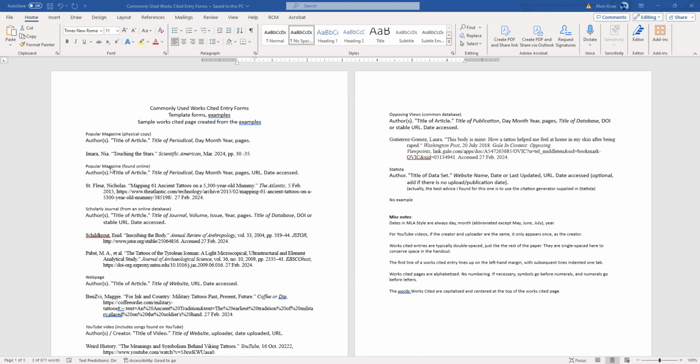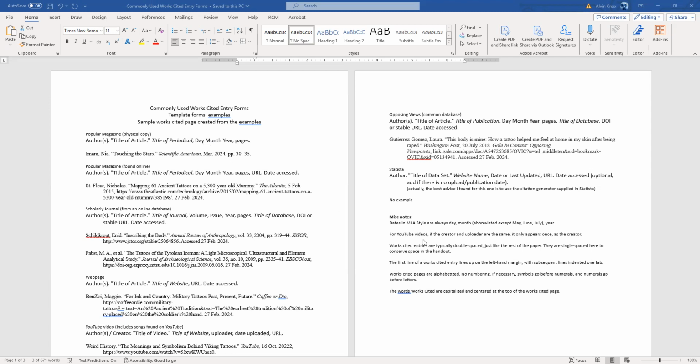I had an article by a person named Naya Amara called Touching the Stars from Scientific American, March 2024, and that article appeared on pages 30 to 35. Now, this says day, month, year. Scientific American comes out monthly, so it was only identified with a month, March. That's the information I had. That's the information I supplied. Had this been, for instance, a newspaper, there would have been a day associated as well.